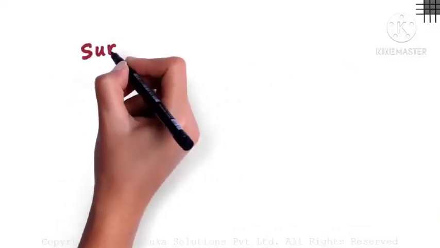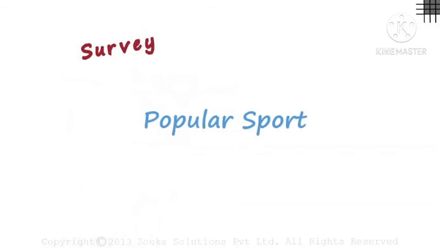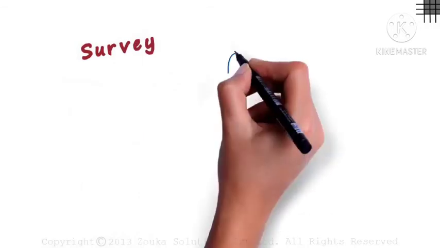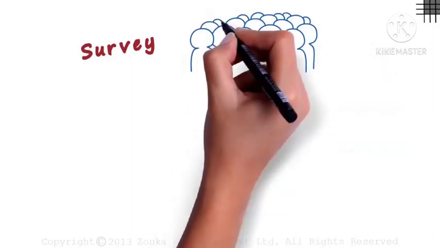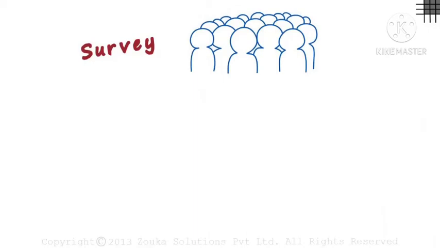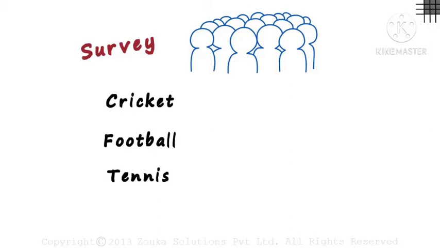Take a survey to know which is the most popular sport in your region. Of course, you cannot ask everyone, so you decide to ask 30 people in your region. You have classified your survey into 4 categories: 3 of the most popular, cricket, football, tennis, and all others under other sports.